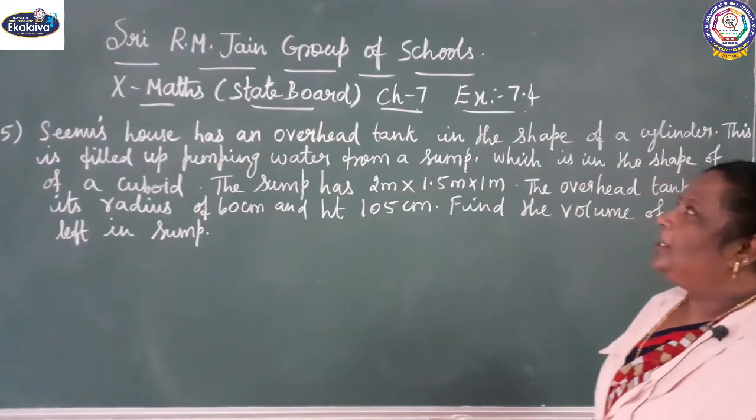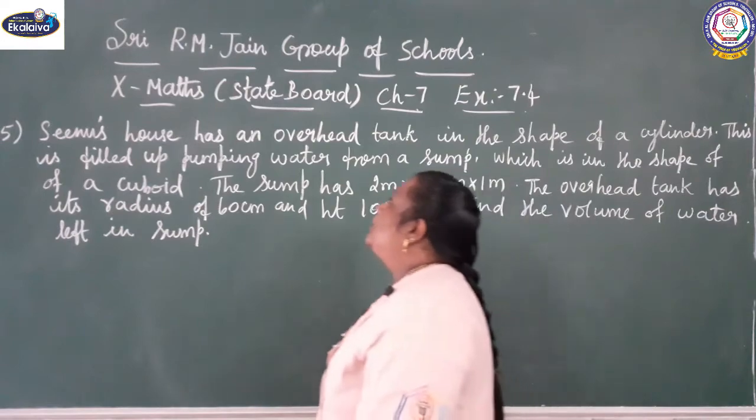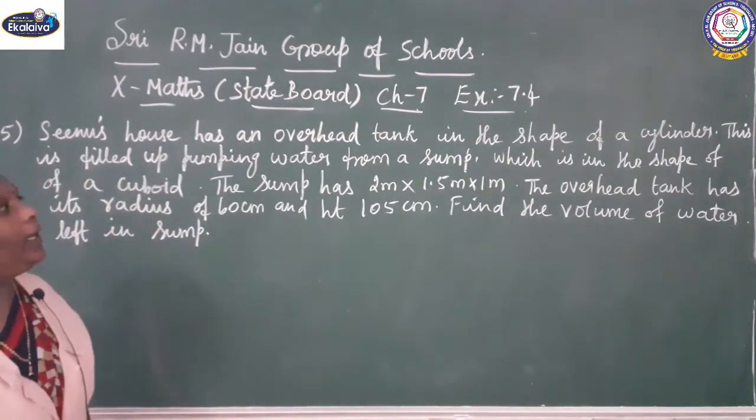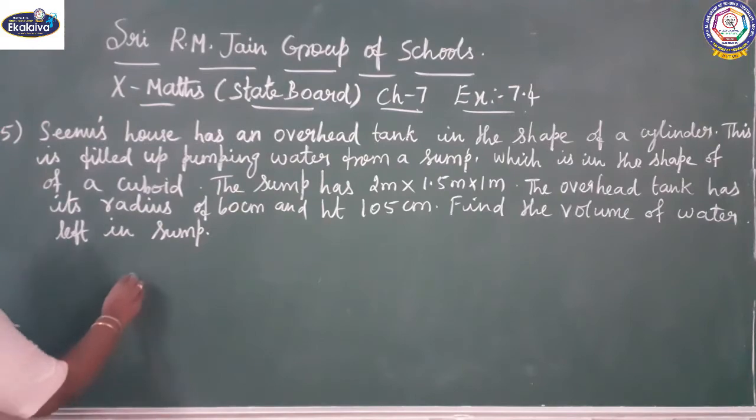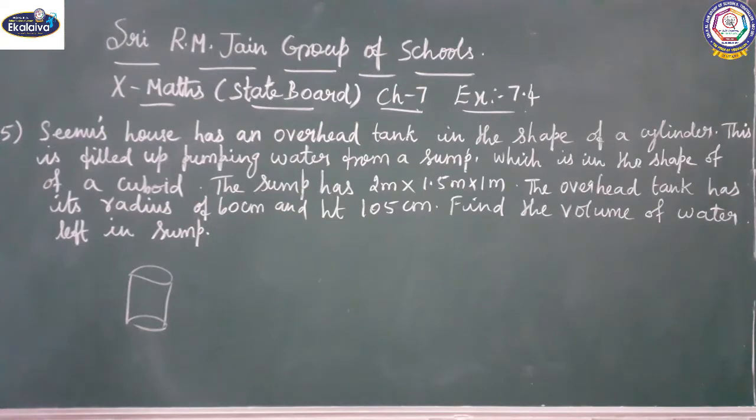This is 10th standard math, State Board chapter 7, exercise 7.4, 5th sum. Sinu's house has an overhead tank. The overhead tank is in the shape of a cylinder. It is filled by pumping water from a sump. The sump is an underground tank in a cuboid shape. The sump has 2 meter length, 1.5 meter breadth and 1 meter height.